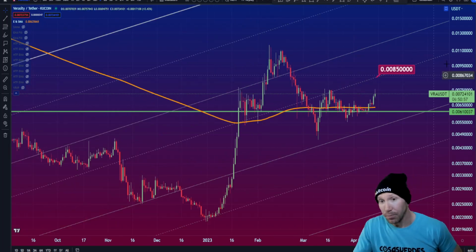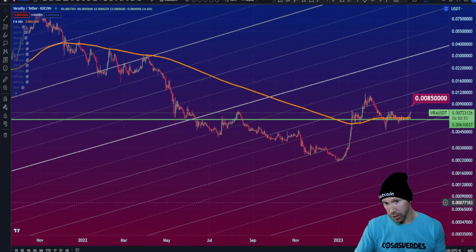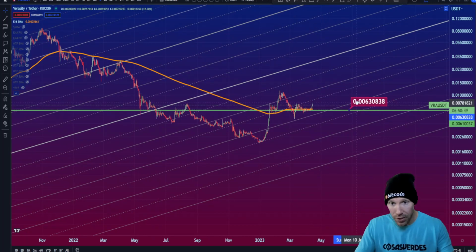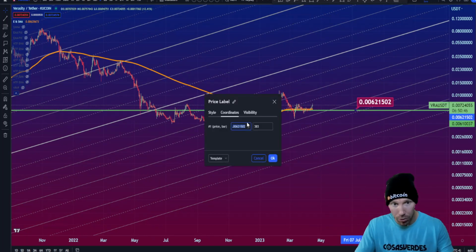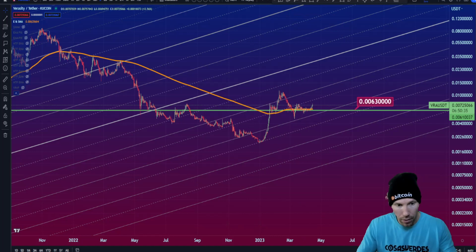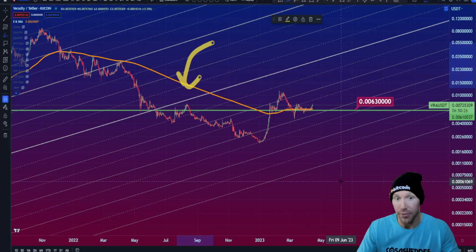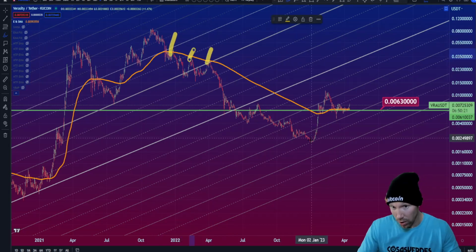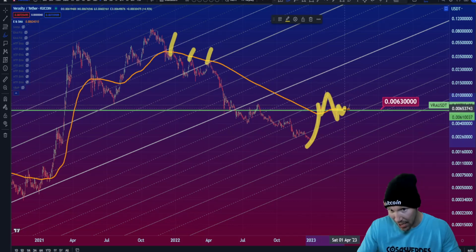Here's one way to look at Verasity. To get value out of this free video, just take the time to copy this. This is a pretty key line in the sand. Let me put it at 0.0063. And this is the daily 200. So here's one of 2 ways that I would look at stuff. Daily 200, if it goes back below it, that's pretty bad, right? Well, it went above it, used it as support, went below it, and now it's going on both sides.